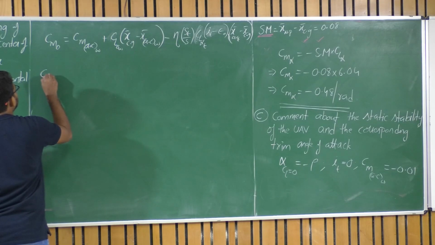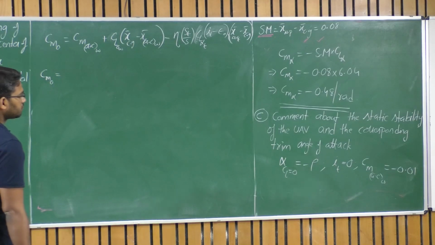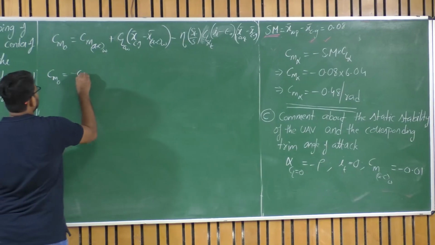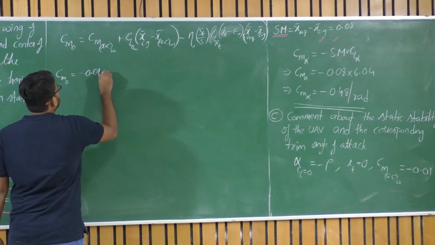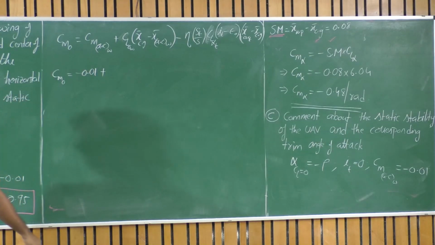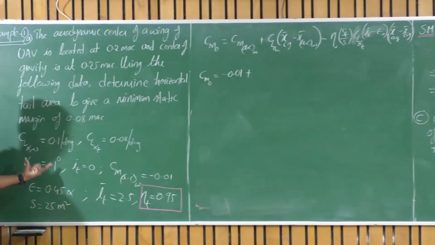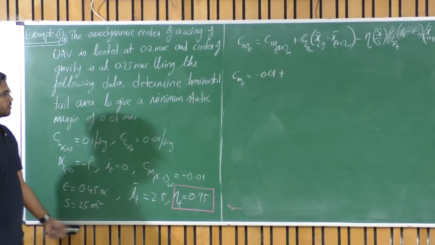So CM naught is equal to CM AC of the wing, minus 0.01, times CL naught of the wing. Do we have the information about CL naught of the wing? No, right? What we have is CL alpha of the wing and the alpha at which CL is equal to 0.